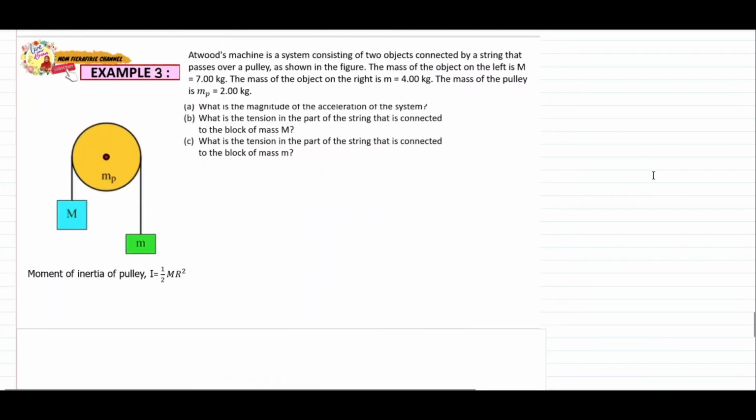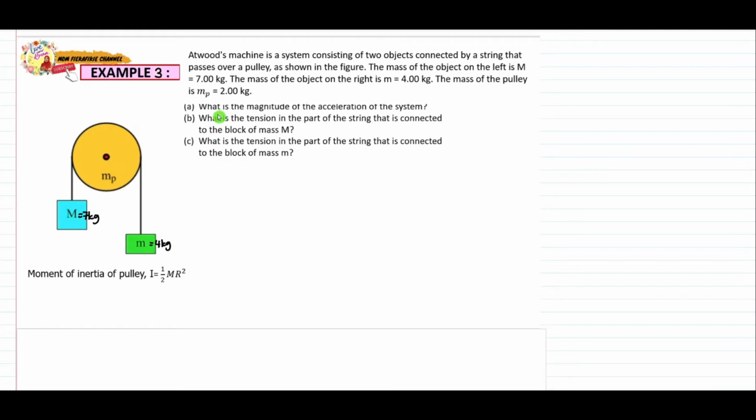Okay, example number 3. So here we have Atwood's machine. It is a system consisting of two objects connected by a string that passes over a pulley. So here we have a pulley. The mass of the object on the left is capital M, 7 kg. And the mass on your right side is 4 kg.